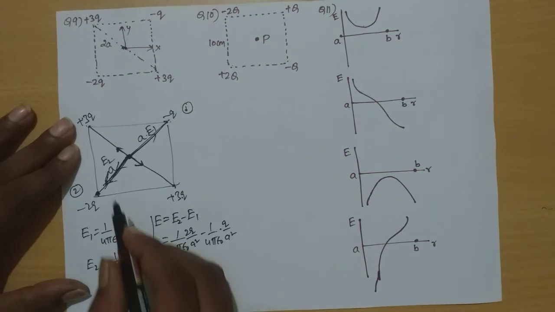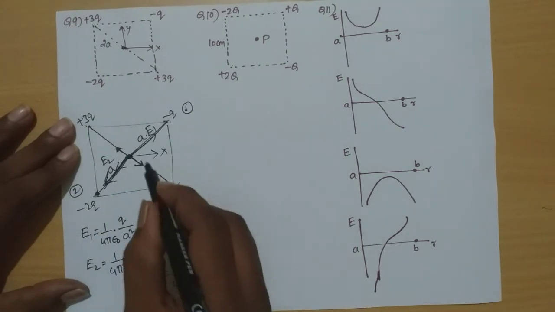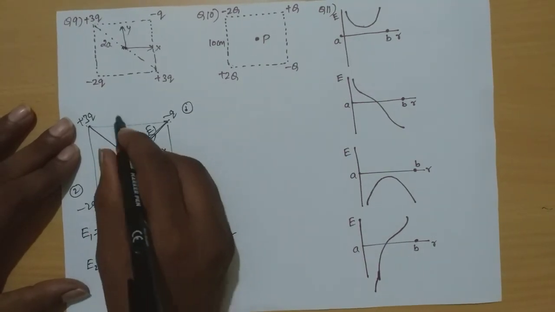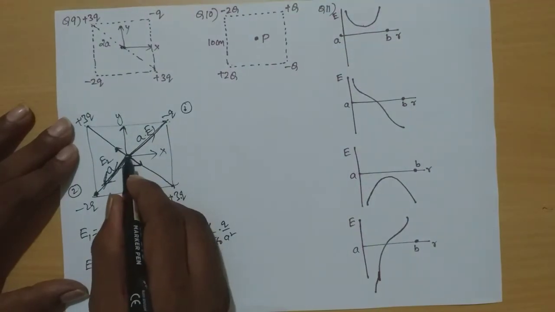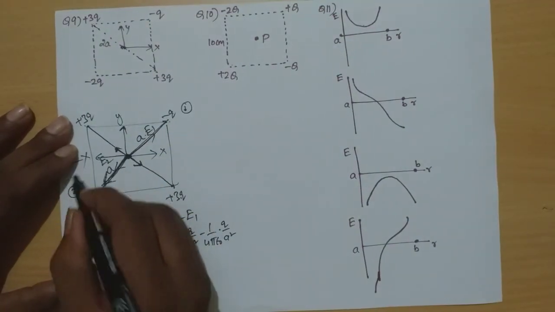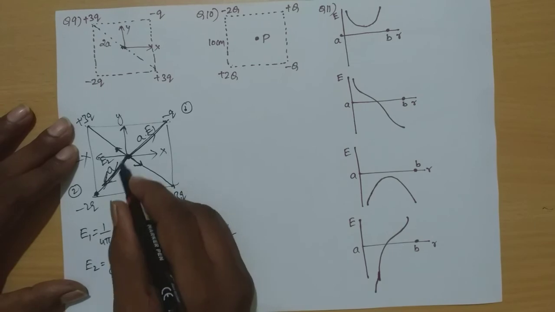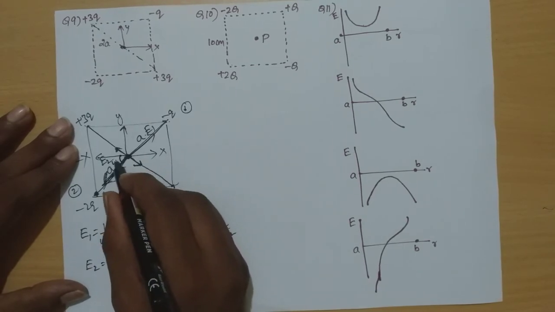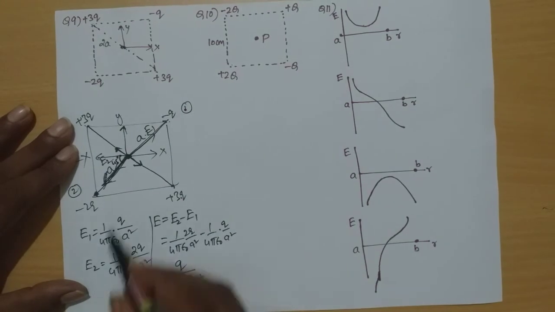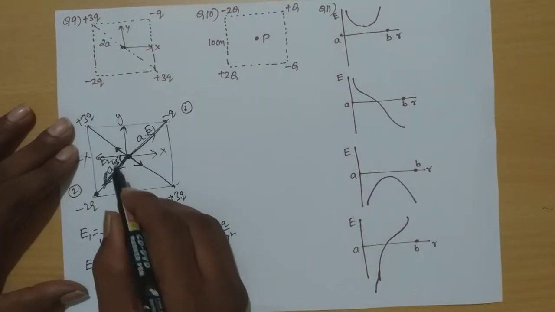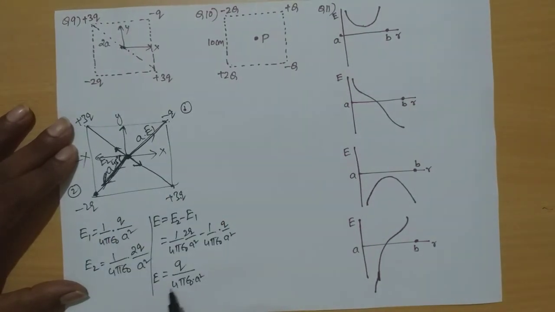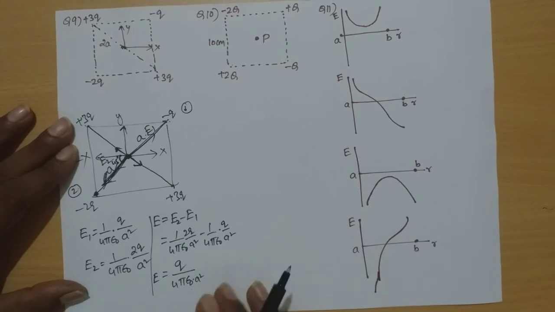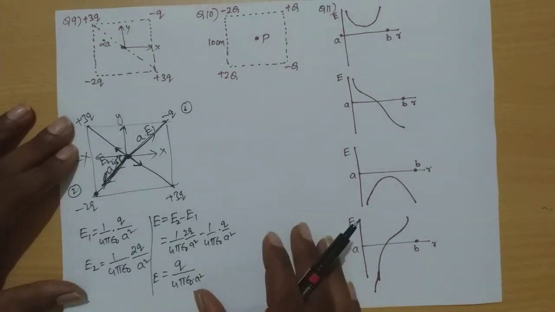What is the direction? This is the x axis, and this side is the y axis, as given. If you extend this one, this is the negative x axis. Now the net electric field direction is 45 degrees below the negative x axis, and the magnitude is q by 4 pi epsilon naught a square. This is the way we have to solve the problem.